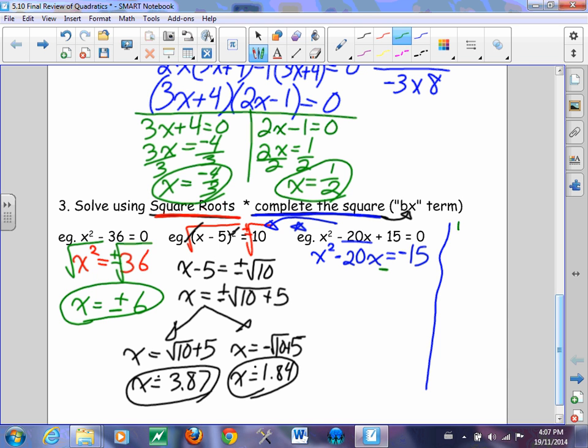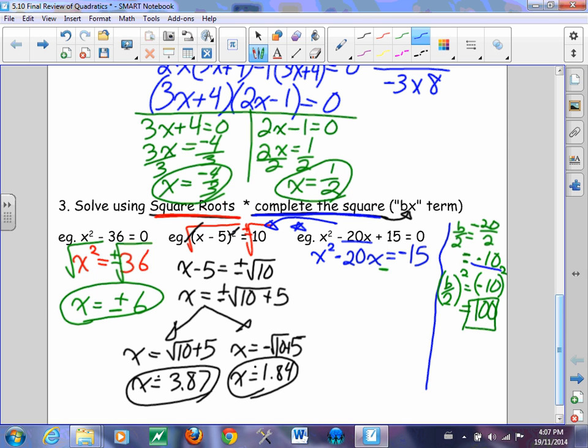So to do that, you take b divided by 2. So it's negative 20 divided by 2, so that's going to equal negative 10. You also need to take that and square it. So that equals negative 10 squared, which equals 100. That is the number. The 100 is the number you add to both sides.